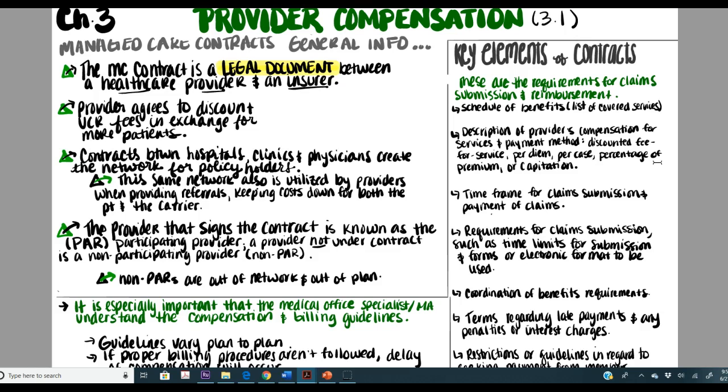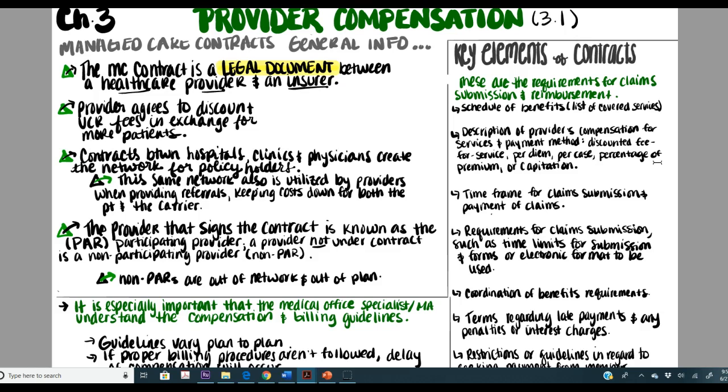The second point is a description of providers' compensation for those services in the schedule of benefits and the payment method, whether it's going to be a discounted fee for service, whether it's per diem, per case, a percentage premium, or a capitation payment. The third point is a time frame for claims submission and the payment of claims. So how long we can expect to be paid for those things, and how much, and when we can be paid for them.